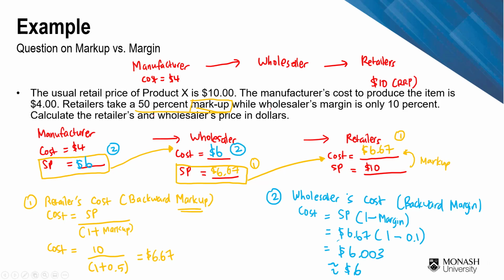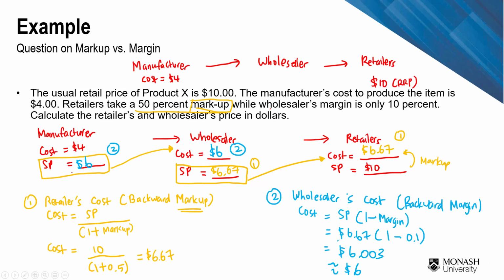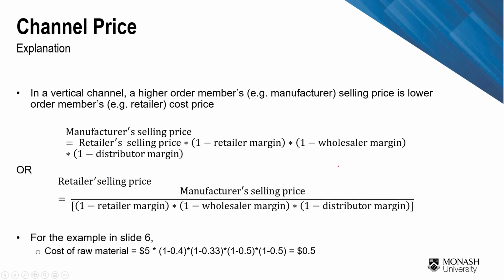So I hope that makes sense on the way how you would calculate your markup and margin. Now in the vertical channel, the higher order member's selling price is the lower order member's cost. This is exactly what this is showing. So you can see in here, the selling price of the manufacturer becomes the wholesaler's cost, while the selling price of the wholesaler becomes the retailer's cost. So this is what they're showing you right here. So you can calculate this by yourself.